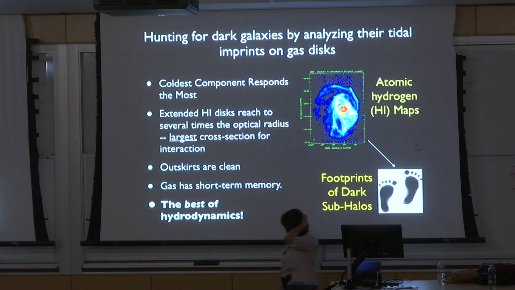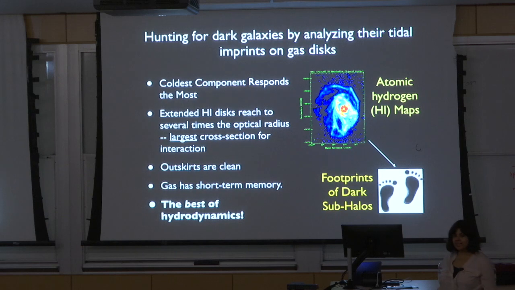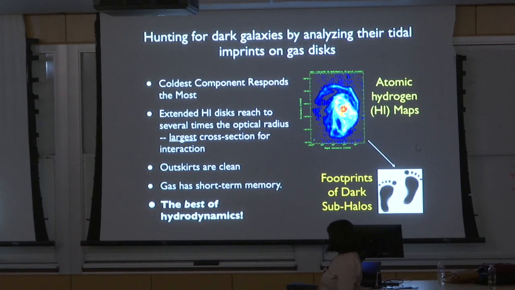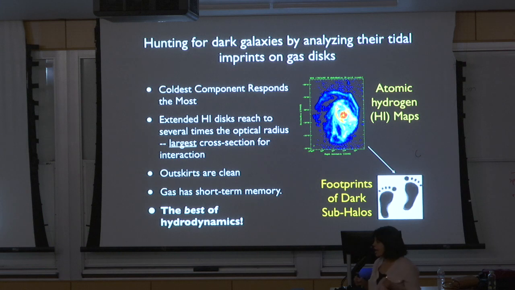So this is a summary of why I think the cold gas is a great tracer of gravitational perturbations and why we've used it to hunt for dark galaxies. It's the coldest component of a galaxy that is the most responsive. And the gas is a lot colder than the stars. As you saw, the extended gas disks of galaxies are really extended, right? They go out to distances that are larger than the optical radius by several times. So in this component, you have the largest cross-section for interaction. And so therefore, you have a great calorimeter for gravity.